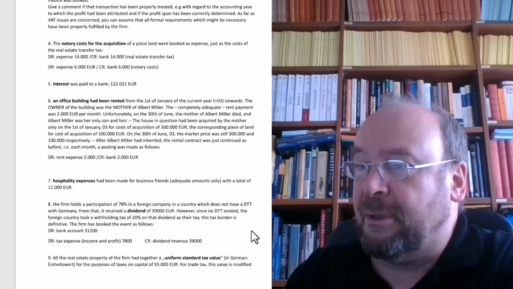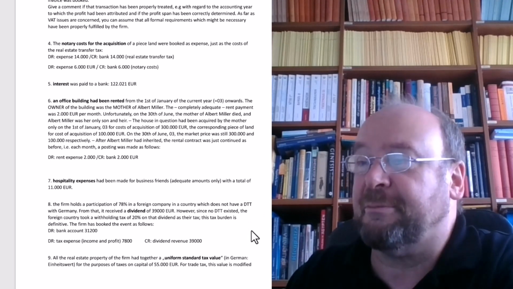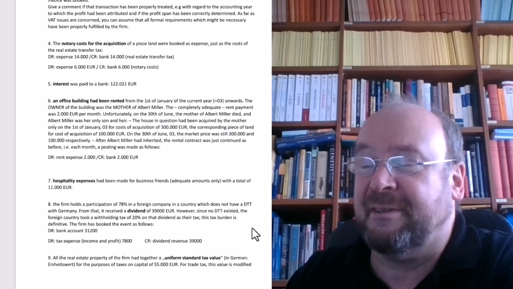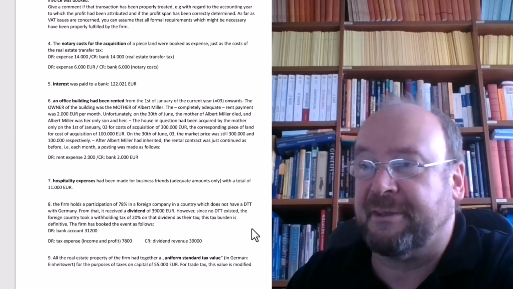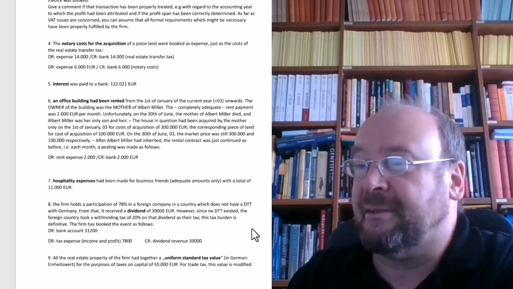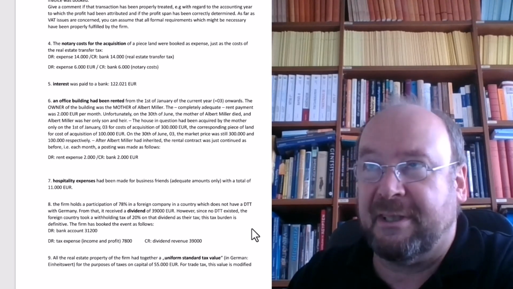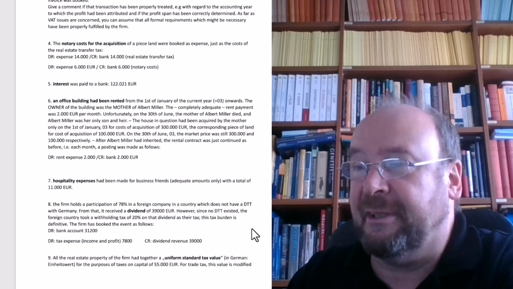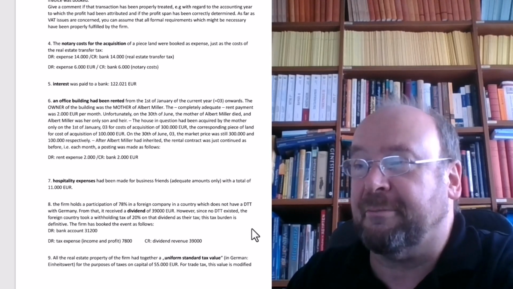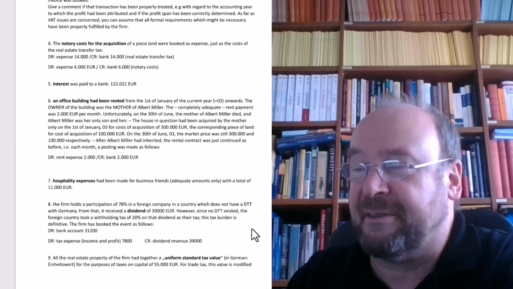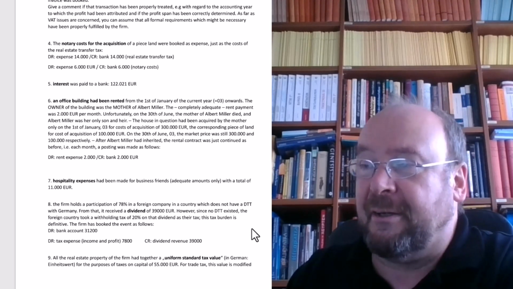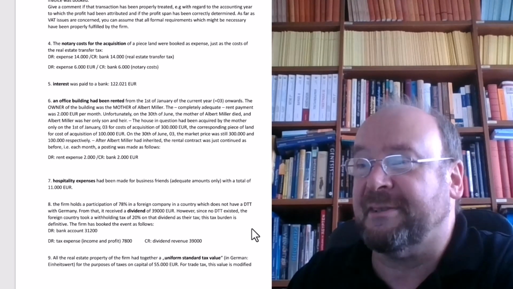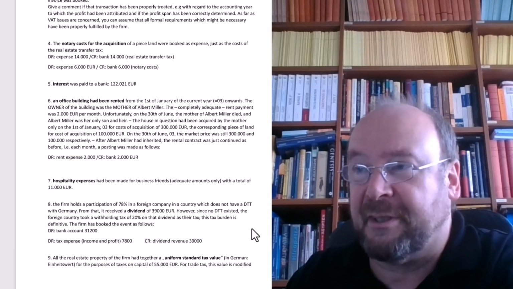Furthermore, our firm holds a participation of 78% in a foreign company in a country which doesn't have a DTT with Germany, so no double taxation treaty. From that, they received a dividend of €39,000. However, since there was no DTT, the foreign country took some tax, 20% on that dividend, as their tax on a limited tax liability. So this tax burden is definitive and you can't get it back.